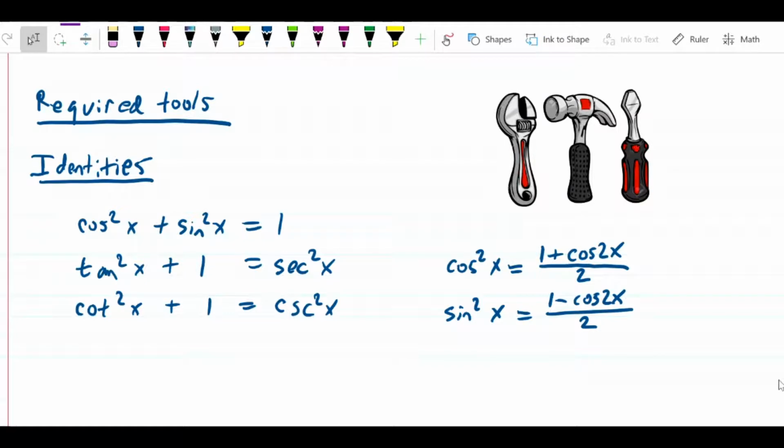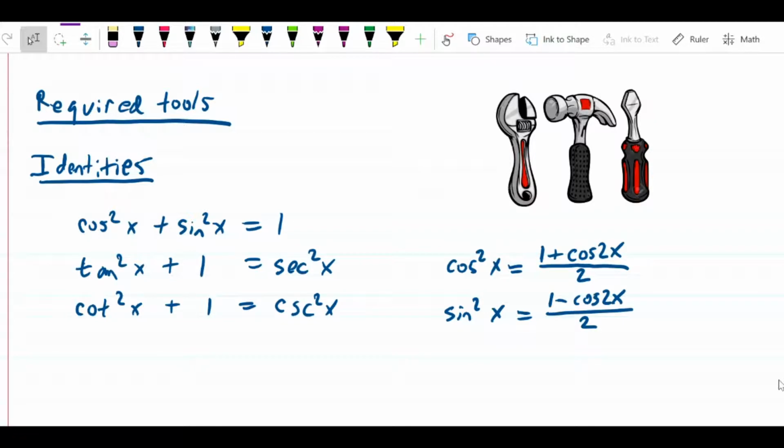Of course, as I've mentioned earlier, the most important trig identity that we use in any calculus course is cosine squared plus sine squared equals 1, including its various rearrangements that allow us to write, say, cosine squared is 1 minus sine squared. Equivalent identities that we can use are tan squared plus 1 equals secant squared, and cotangent squared plus 1 equals cosecant squared.